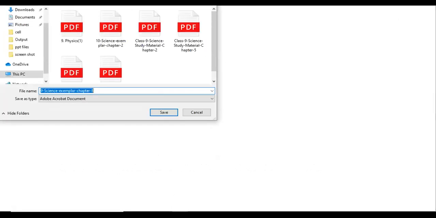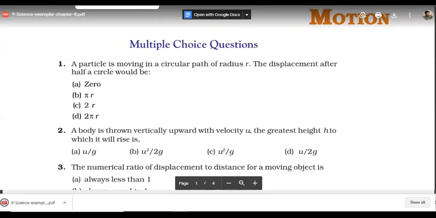Sorry for that. A body is thrown vertically upward with initial velocity u. The greatest height to which it rises is h. Tell me, what will be the value of h?